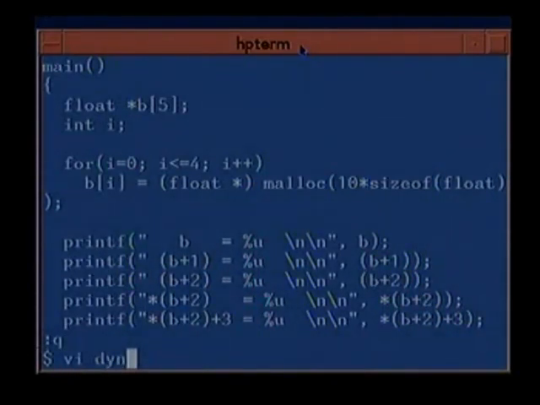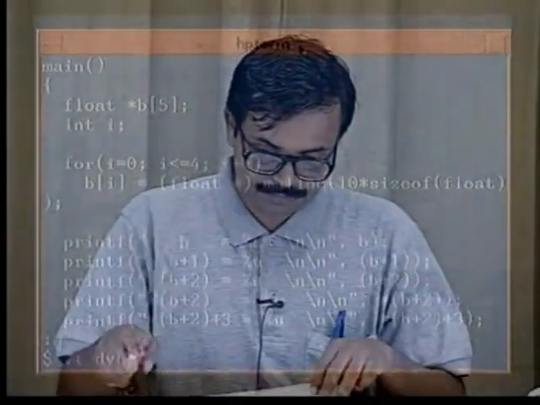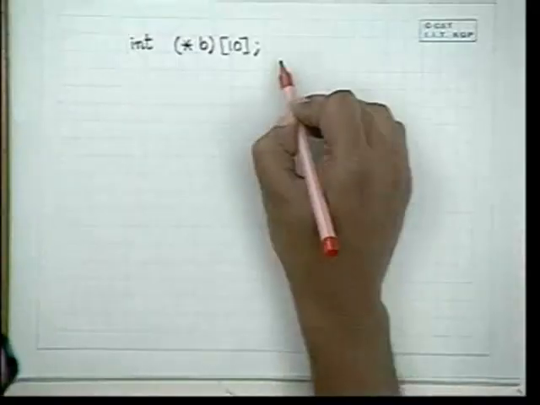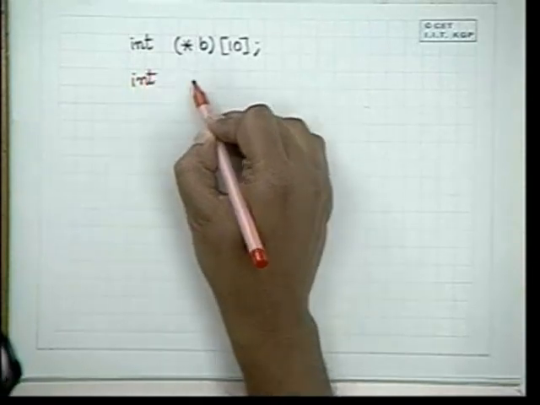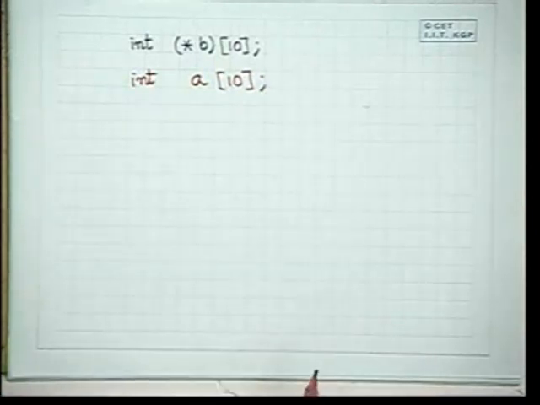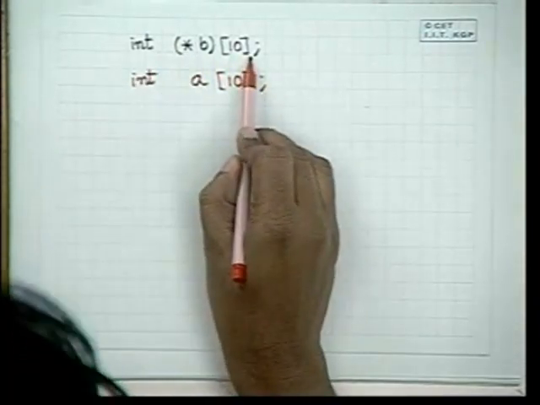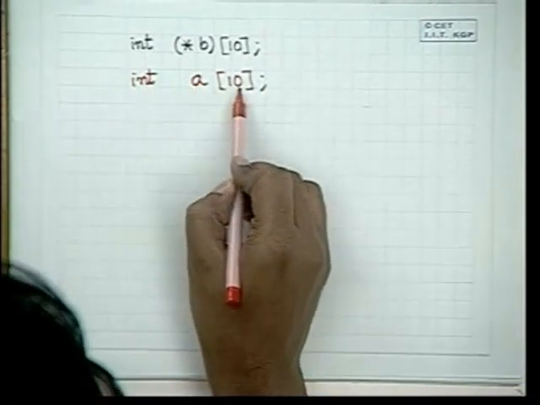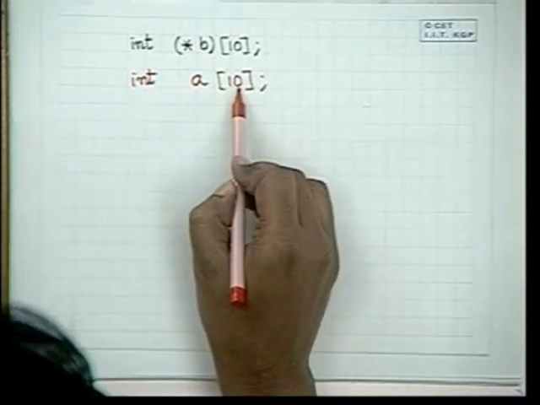Now coming back to the other one, this one. What does this mean? To understand what this means, let us see what this means. This means A 10, so there is an array A of size 10 integers.